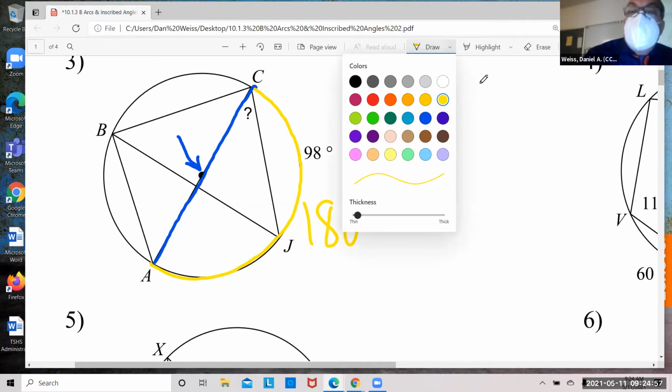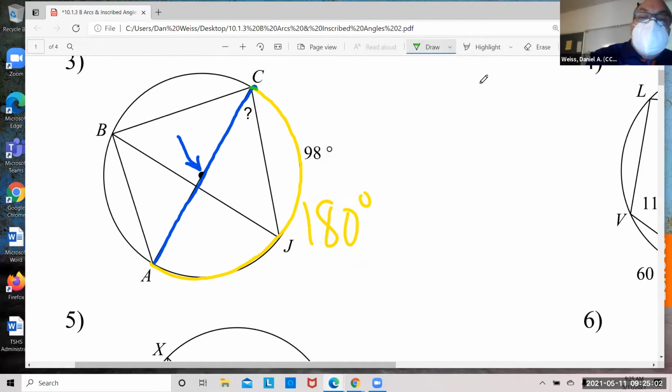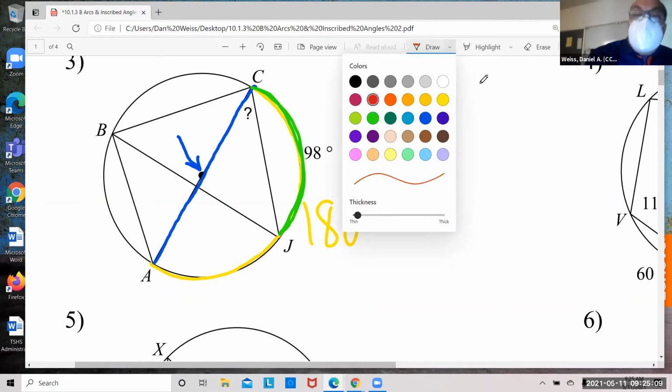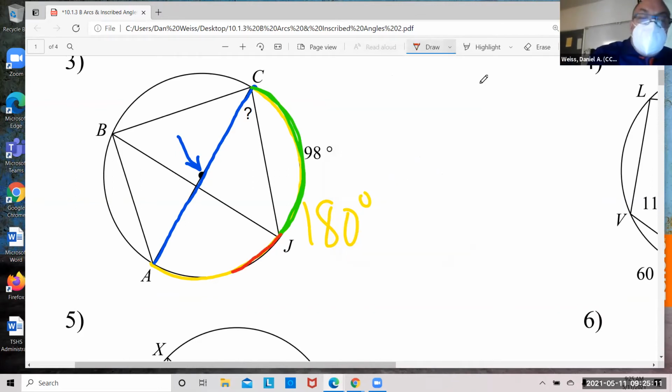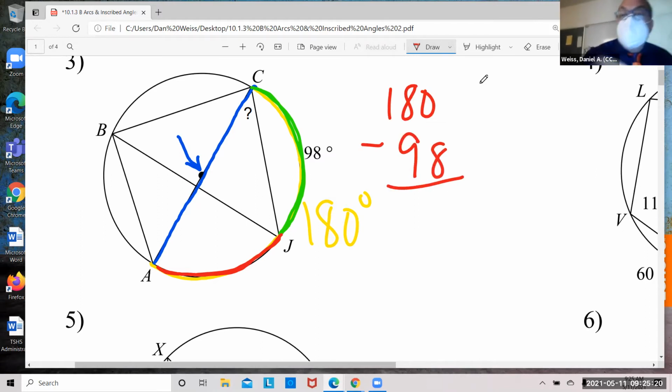So if this piece right here is 98 degrees, well then what's this piece going to be? Isn't that red piece going to be 180 minus 98? Take your handy dandy calculator. 180 minus 98 gives you 82.